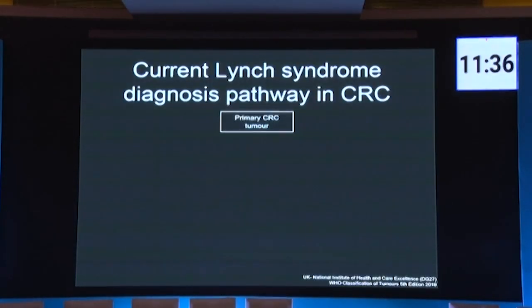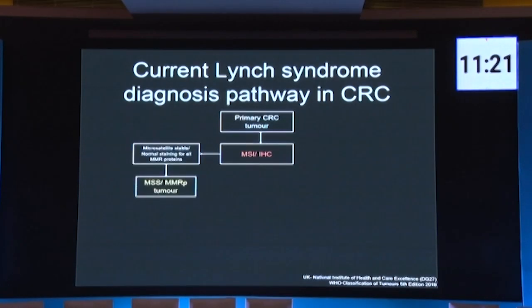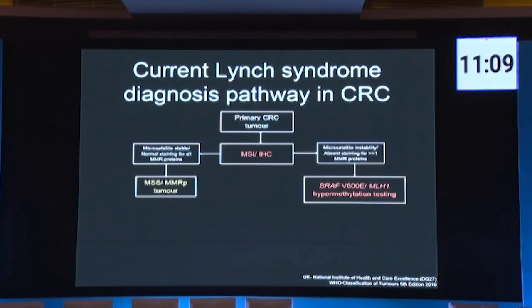Now, currently, this is the pathway I presume you all employ for identifying these patients. Say a patient with primary CRC tumor comes into the clinic, so well, you offer them MSI testing or immunohistochemistry of 4 mismatch repair proteins. If they're microsatellite stable, or they have normal staining for all the 4 proteins, well, then they have microsatellite stable tumor, and you don't need to do anything more than that.